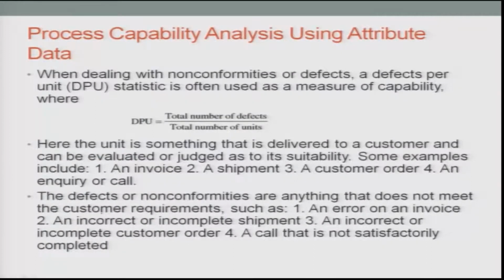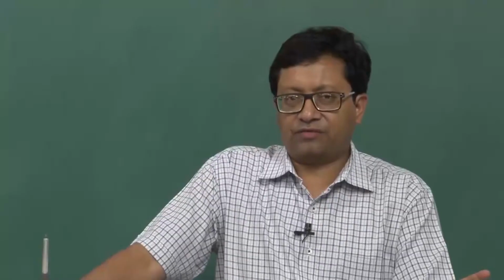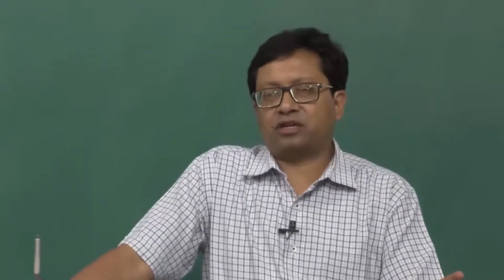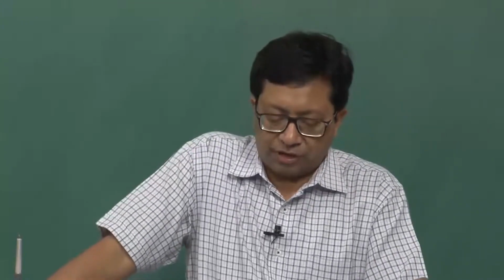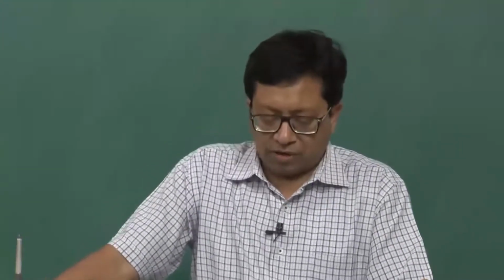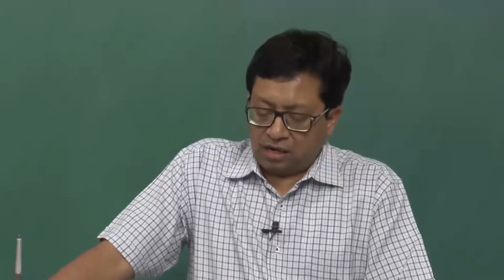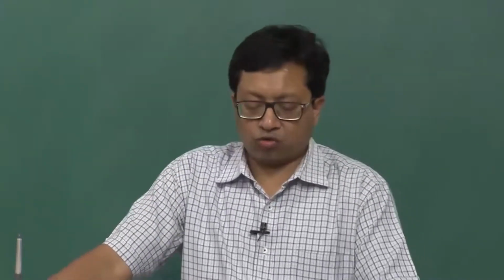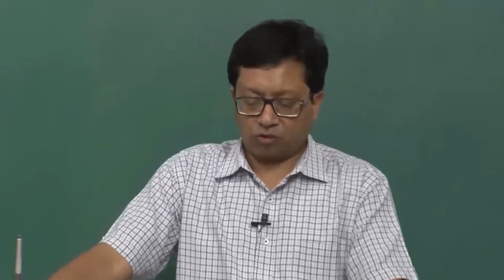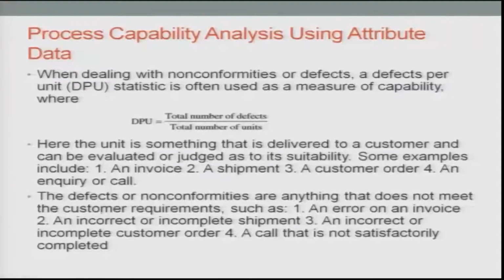Now, we will further continue our discussion about process capability analysis using attribute data. Technically, what we had considered so far was related to variability. Now, it is due to the attribute of the characteristics. When dealing with non-conformities or defects per unit, per 1000, per 100 or per lakh, whatever it is, it is often used as a measure of the capability, and that is given by DPU, which means defects per unit, given by the total number of defects divided by the total number of units. Here the unit is something that is delivered to the customer and can be evaluated or judged accordingly.